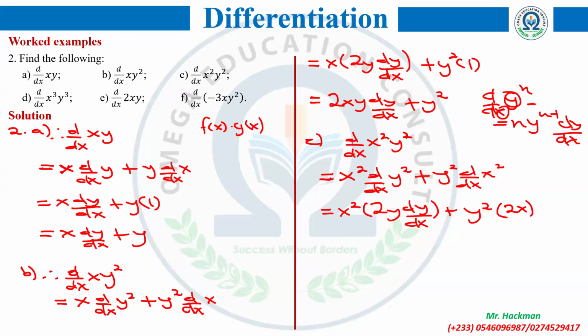Is that clear? Yes, sir. Okay, good. So now we are not done. We need to go and remove the brackets. If you remove the bracket here, we are going to get x squared times 2y, which will give us 2x squared y, times dy/dx. Then plus, if you remove the bracket here, you are going to get 2x times what? y squared.